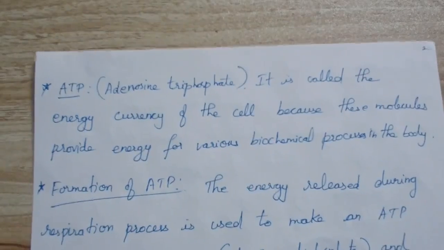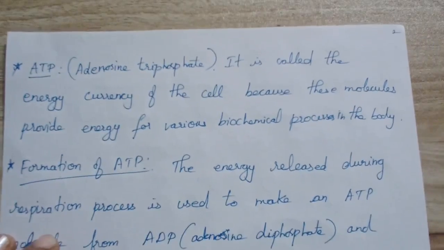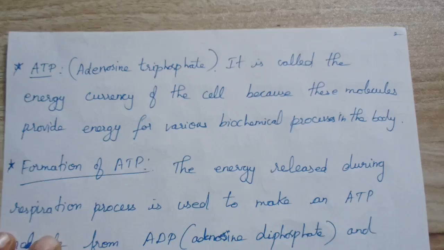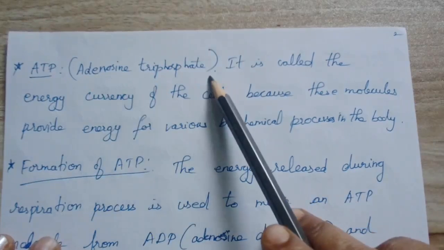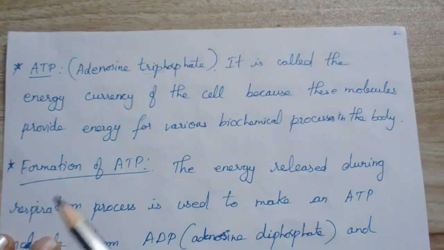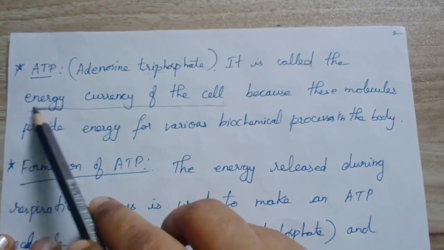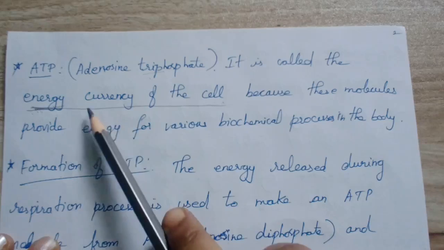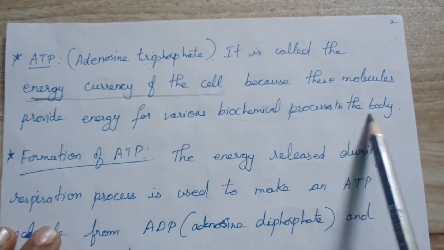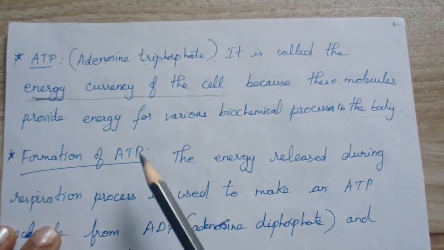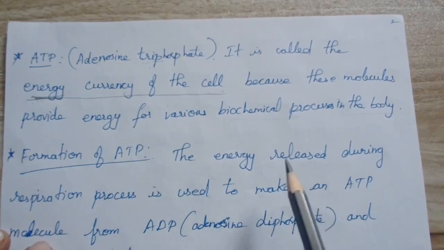Next we'll move to ATP. Okay, we said energy is released. What is happening after that? First we'll learn what is ATP. ATP is the abbreviation of adenosine triphosphate. 3 phosphates are there. It is called the energy currency of the cell. Energy currency, it gives energy. Why is it called the energy currency of the cell? Because these molecules provide energy for various biochemical processes in the body. So this is the only molecule which provides energy for various biochemical processes in the body.